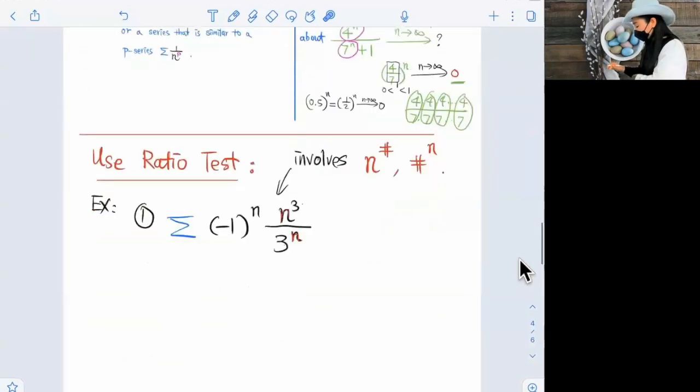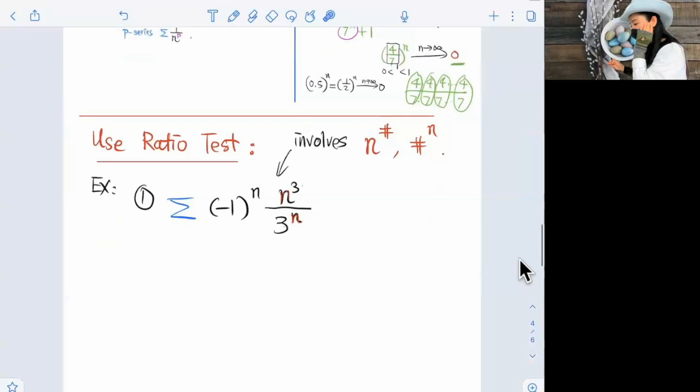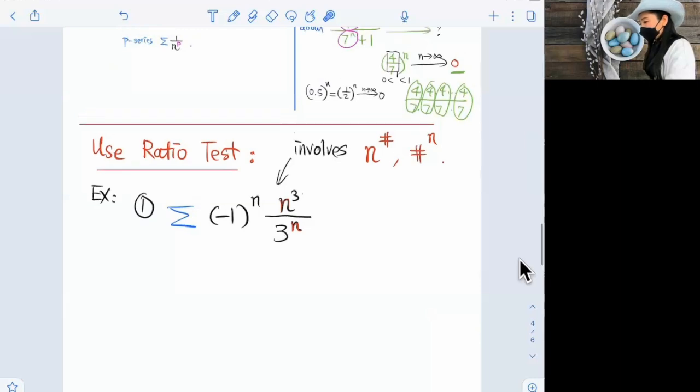Now let's say, when do I use the ratio test? Sometimes we're looking at a series and wondering which test to use. The ratio test is actually one of the easiest ones to apply. So you want to see the pattern. When do we use the ratio test? Something like this.